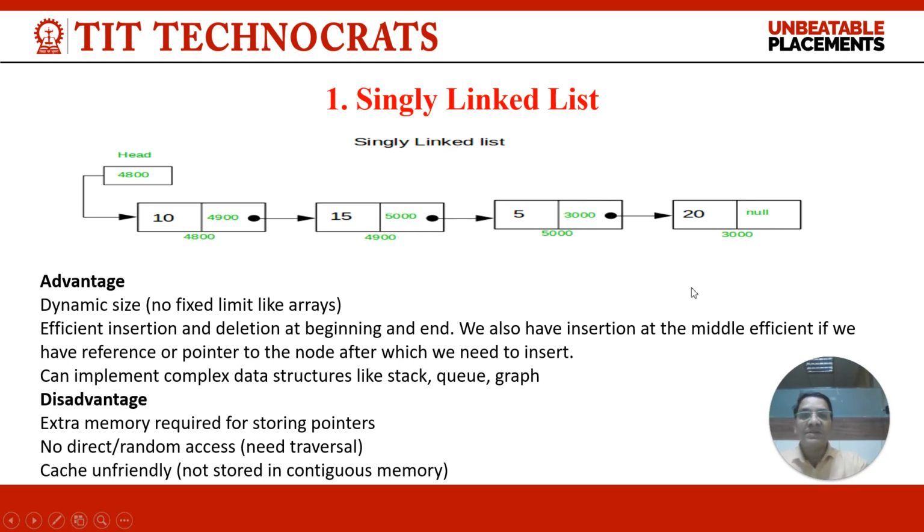Here we represent the singly linked list, in which each node contains two parts. The first part contains the info field and the second one the link field. The info field contains information and the link field contains the address of the next node. The advantages of singly linked list are dynamic size, no fixed limit. Like an array, it can shrink or expand as per the requirement.